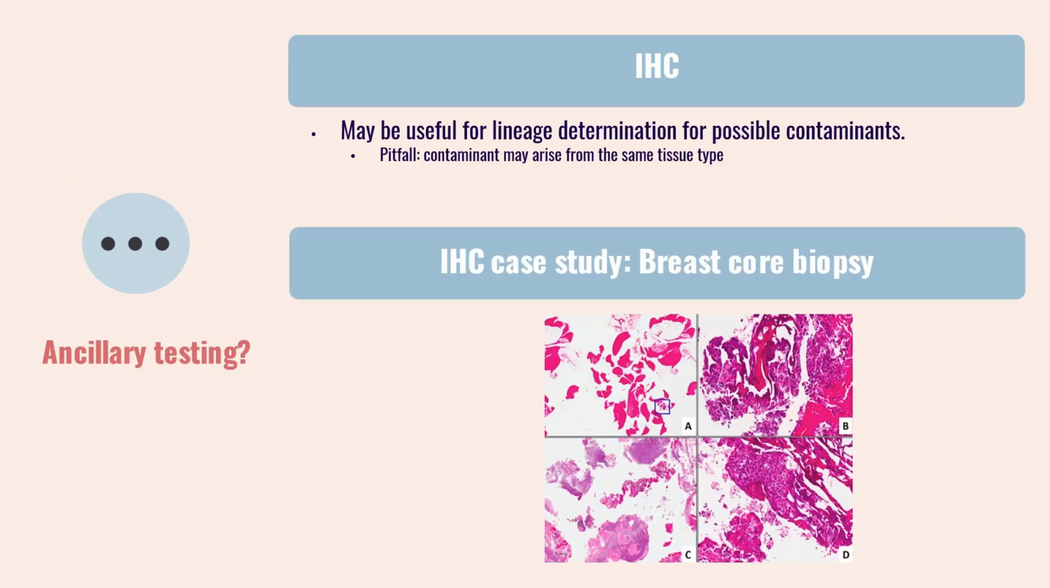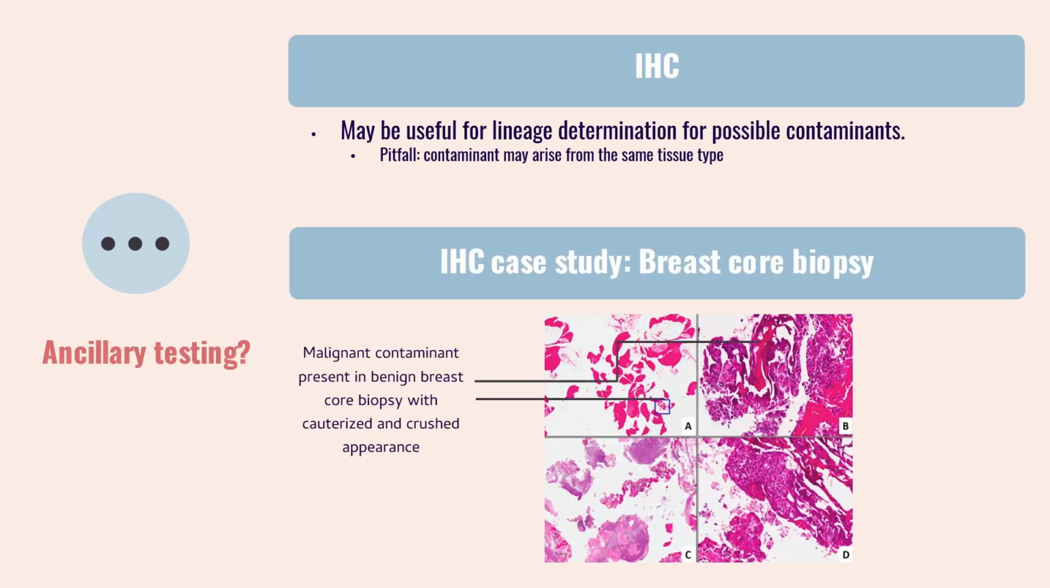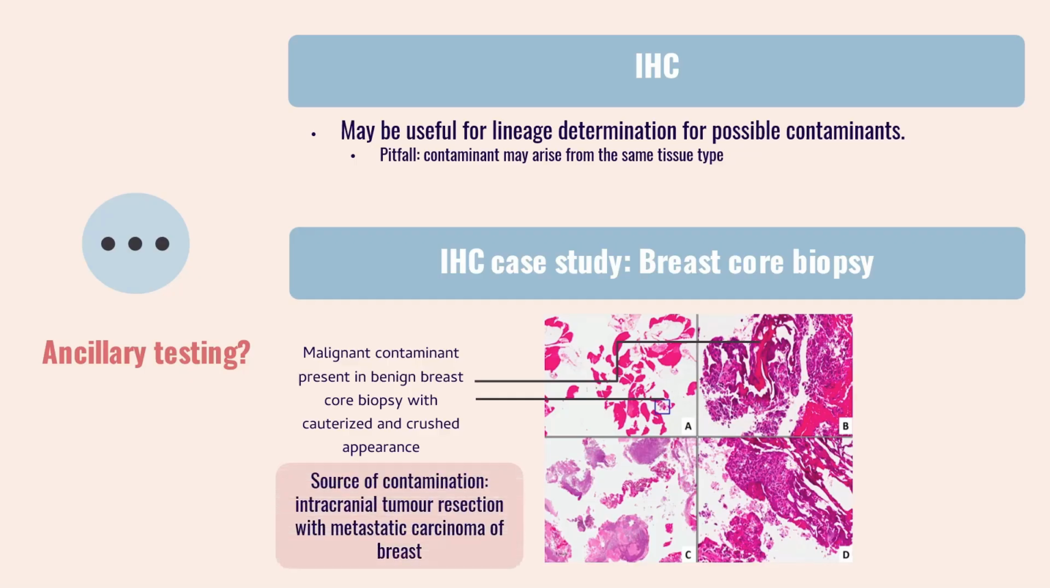Ancillary testing may be required in some situations to clarify origin of contaminants. Immunohistochemistry is one tool which may help for lineage determination. However, remember that a pitfall exists, as contaminants can arise from the same tissue type. Take a look at this case for example, where a malignant contaminant was found in a benign breast core biopsy. Note that this fragment was again cauterized and unusually crushed. It turned out that this contaminant came directly from an intracranial tumor resection for a metastatic carcinoma of the breast. Immunohistochemistry for lineage determination would not be helpful and even potentially misleading in this scenario.